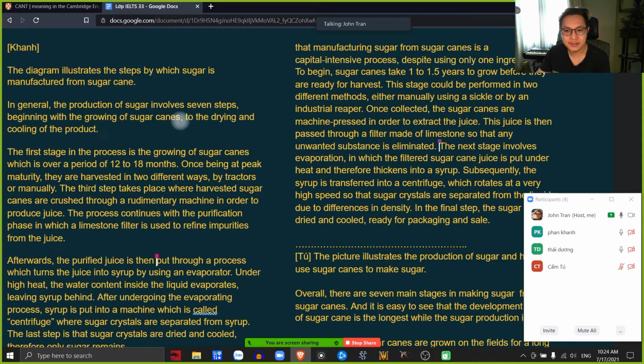Beginning with the growing of sugar canes, with the drying and cooling of products. So you mentioned the first step and the last one.